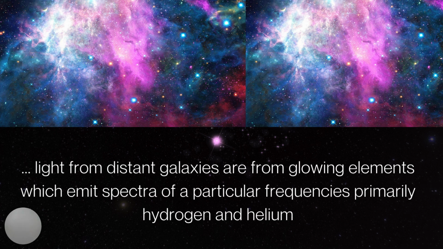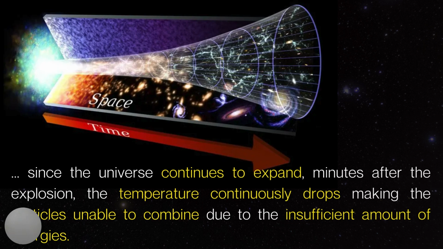So class, if you search for galaxy, you will usually see those lights, right? Like, wow, nice glowing elements. Actually, these glowing elements are mostly hydrogen and helium, the most abundant in the universe. Since the universe continues to expand, as I said earlier, our universe is expanding. Minutes after the explosion, the temperature continuously drops, making the particles unable to combine due to the insufficient amount of energy. So since our universe expands, it gets colder.